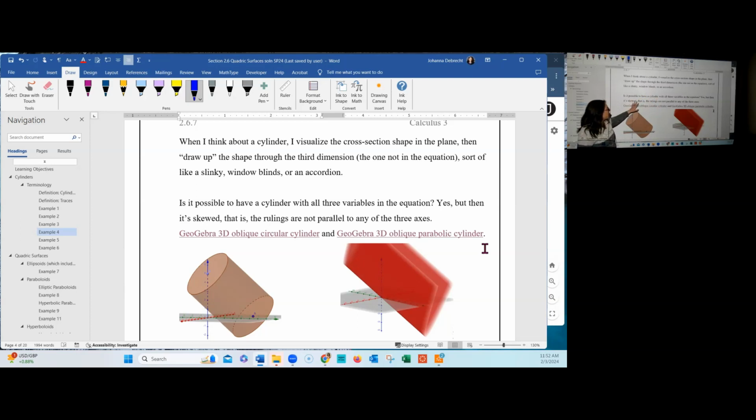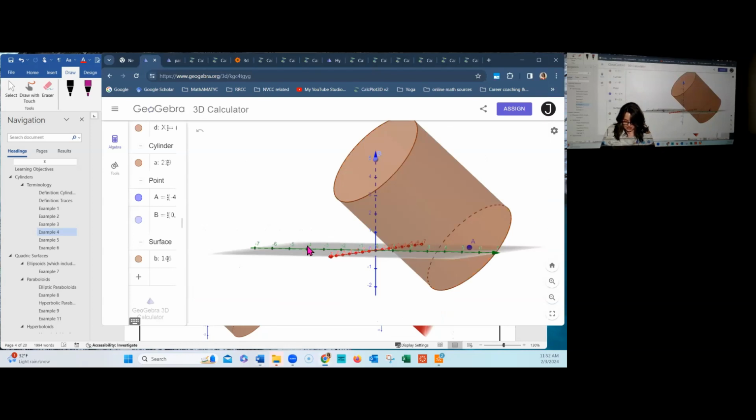Now, it is possible to have a cylinder with all three variables present. And when that happens, what's going on is that the rulings are not parallel to any of the three axes. Now, we won't work with these that often. So I did give you two examples here. This one is an oblique circular cylinder, which is in GeoGebra 3D. And the one on the right is an oblique parabolic cylinder. So let's take a look at these real fast.